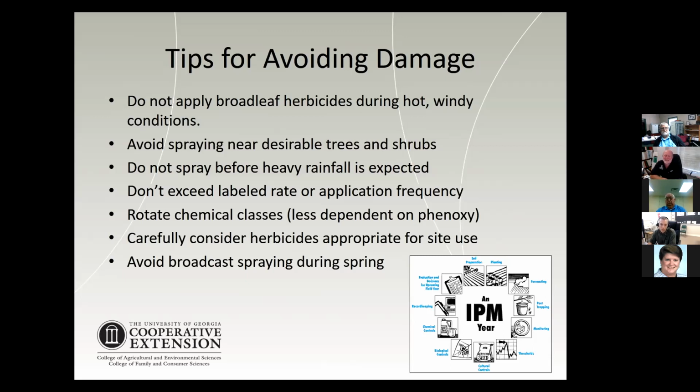Avoid broadcast spraying during the spring when those trees are going to be taking up those herbicides more readily. Maybe spot spray treatments. If all you got is a couple of thistles out there, spot spray them instead of spraying the whole pasture if that's all you got to deal with.